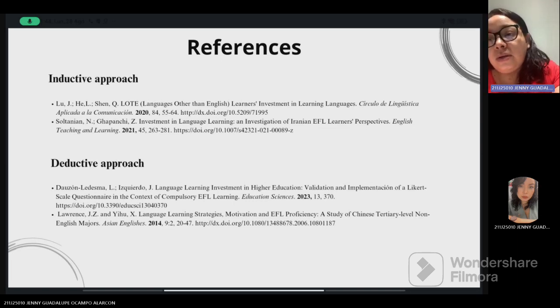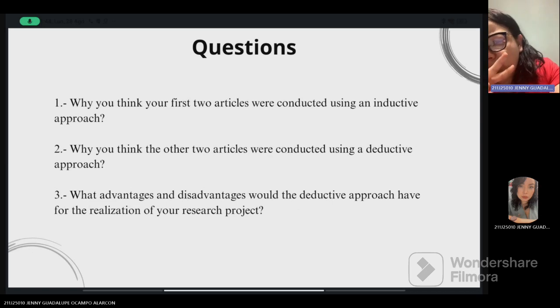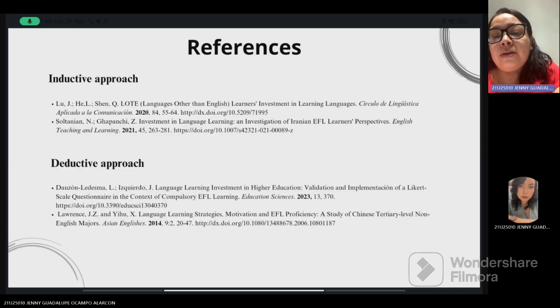The second question is why you think the other two articles were conducted using a deductive approach. Well, I think here the deductive reasoning uses a quantitative approach to obtain statistical and numerical data, which is going to help to validate a statement based on a theory.